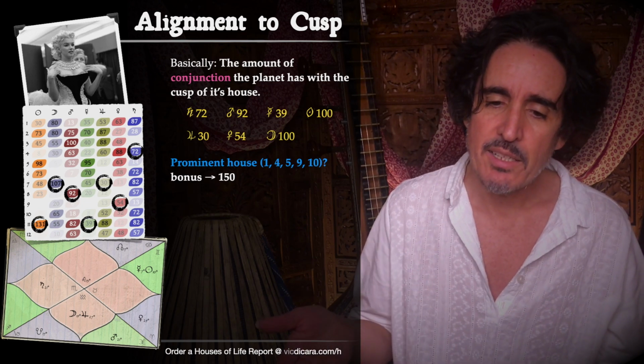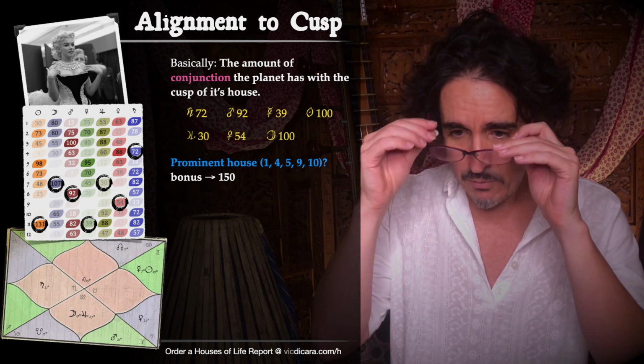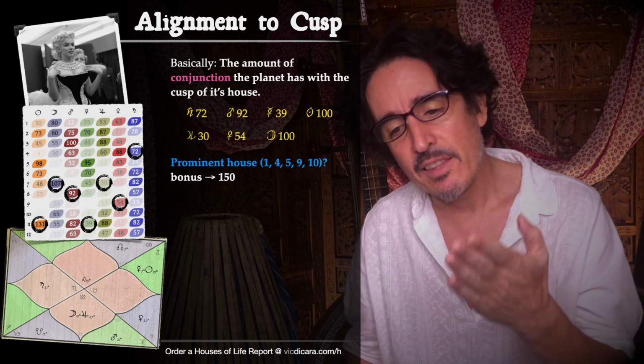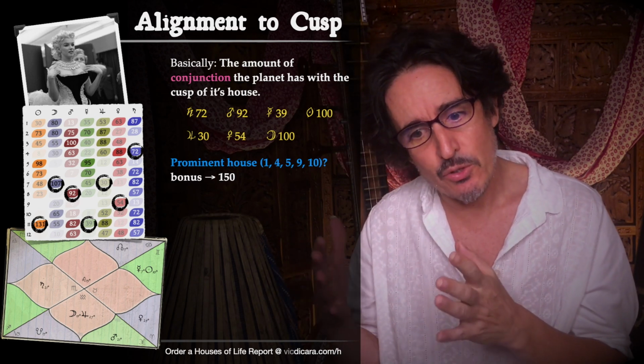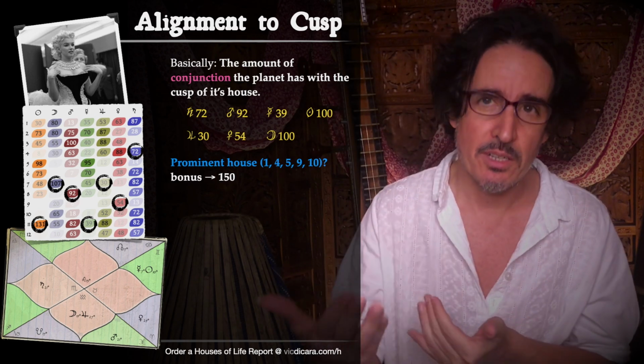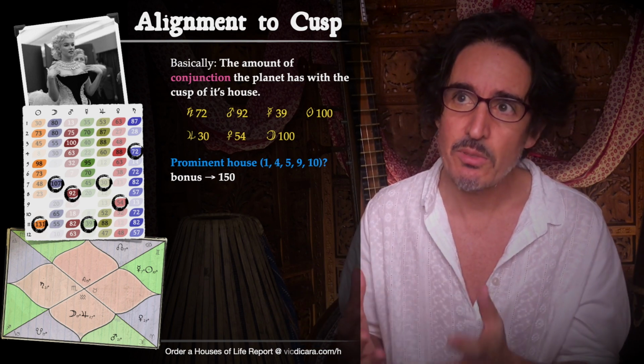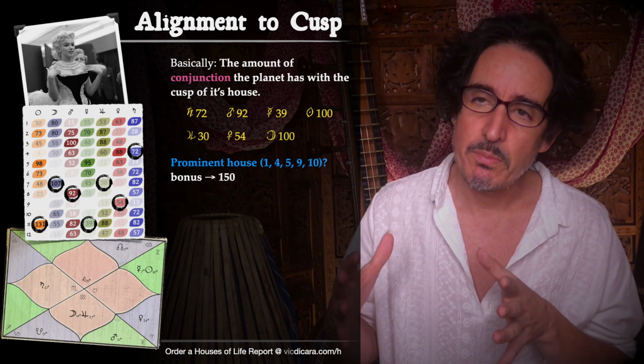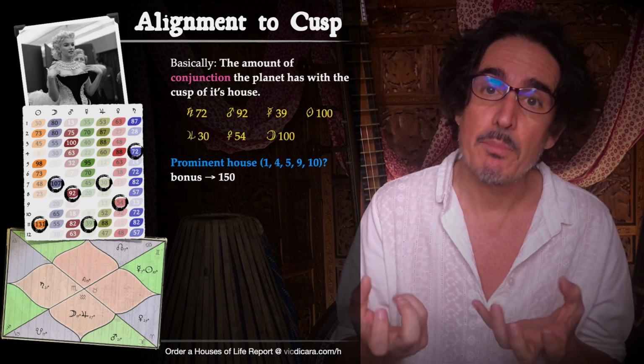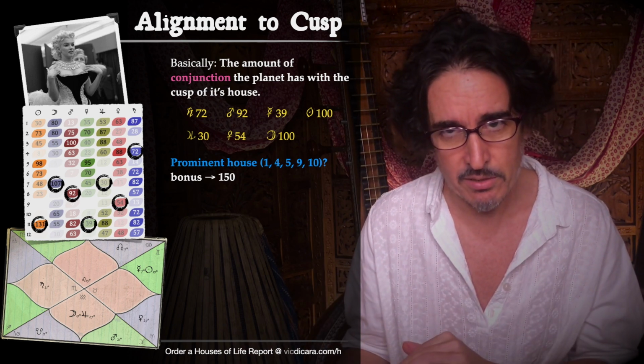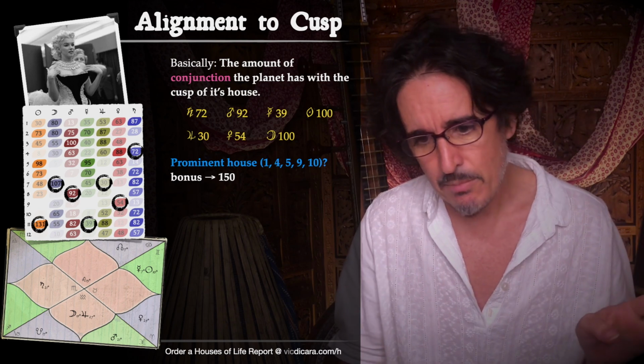So if the planet is in 1, 4, 5, 9, or 10, then the bonus that it gets by conjoining its cusp is more than 100. It's 150. So in other words, it's more powerful to be aligned with the house cusp of a prominent house than of a normal house. And I'll show you an example of that.